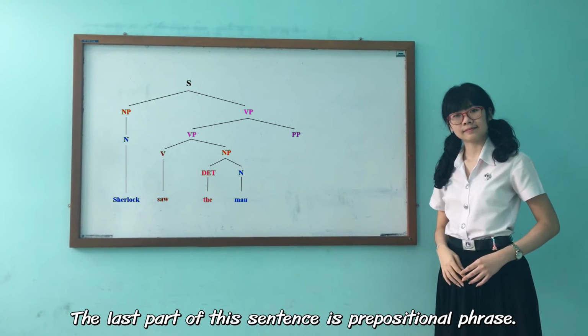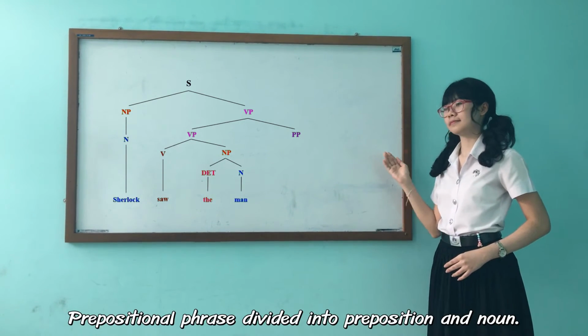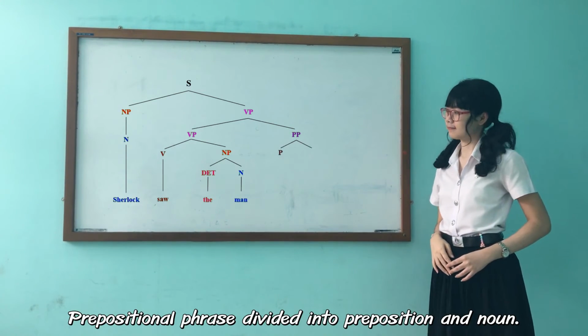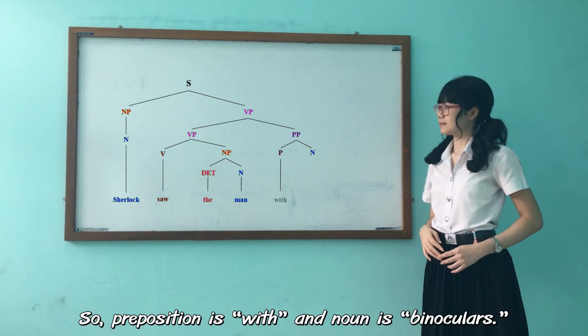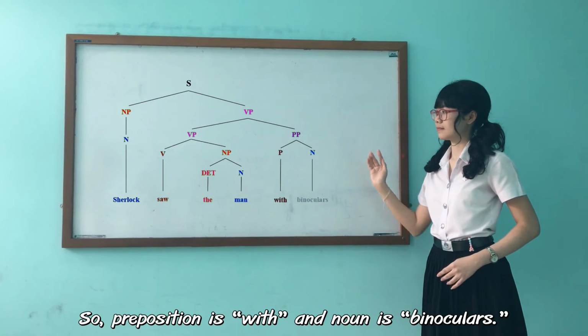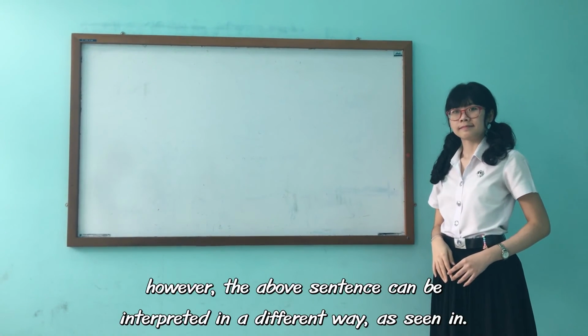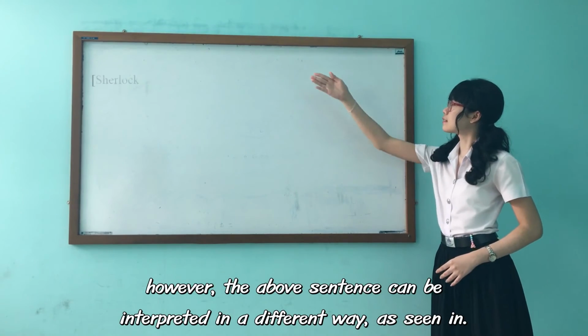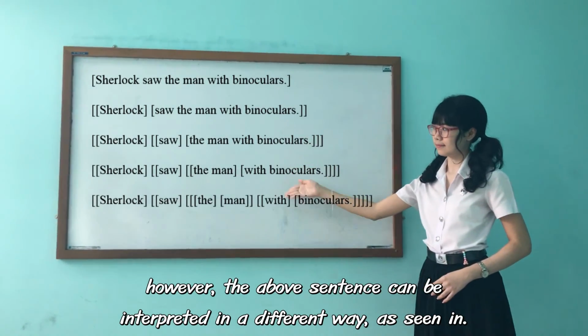The last part of this sentence is the prepositional phrase. Prepositional phrase divides into preposition and noun. So, preposition is with, and noun is binoculars. However, the above sentence can be interpreted in a different way as seen in.